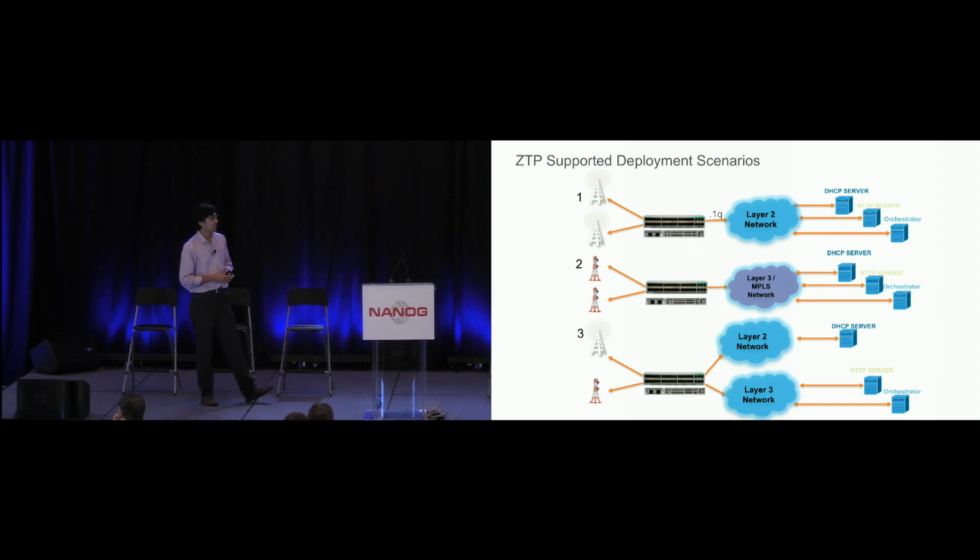The third scenario is a corner case. It is not applicable to everybody. In that scenario, you can have the DHCP server on a different encapsulation and your HTTP server or your controller on a different encapsulation. In that case, it is a little bit more complex.